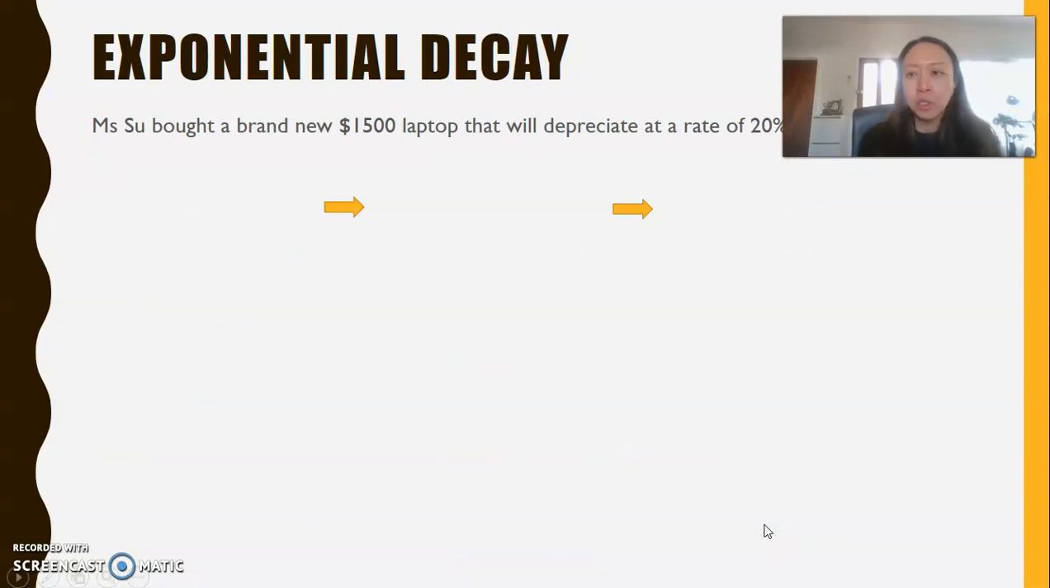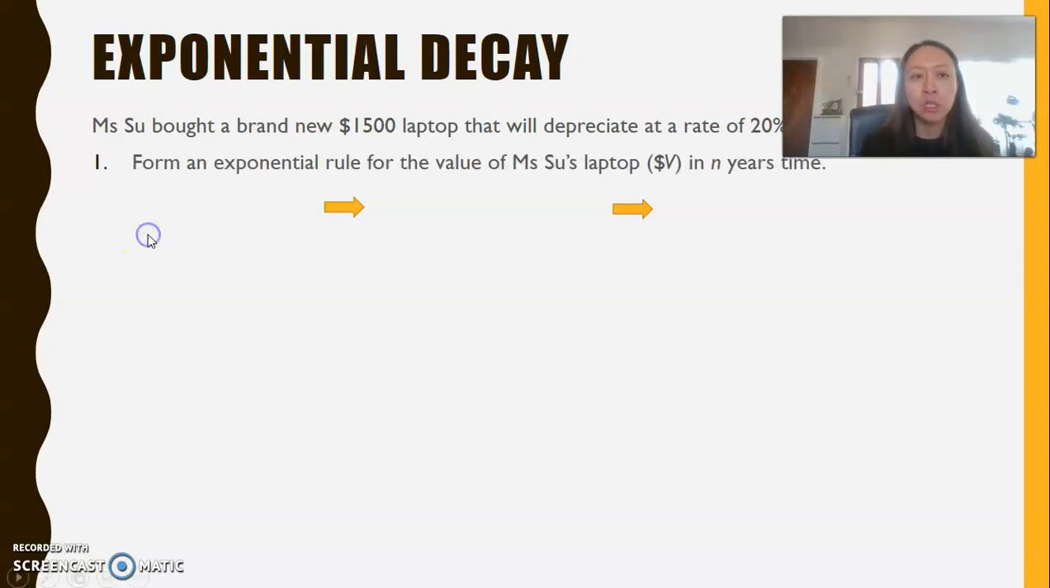So how do we do questions related to decay? Let's say Miss Sue bought a brand new $1,500 laptop that will depreciate in value at a rate of 20% per annum. That means my laptop's value will decrease every single year by 20%. Using the same formula, we can form an exponential rule for the value of Miss Sue's laptop in n years' time.